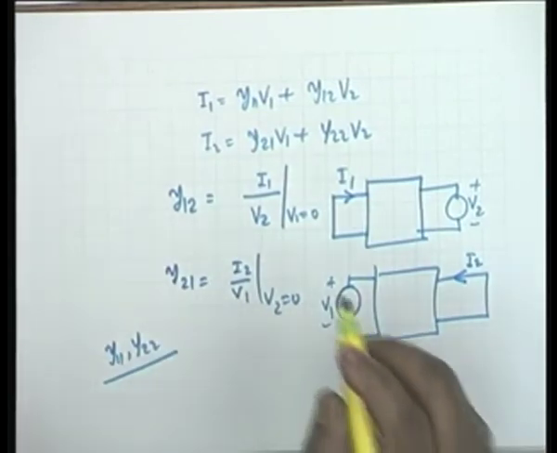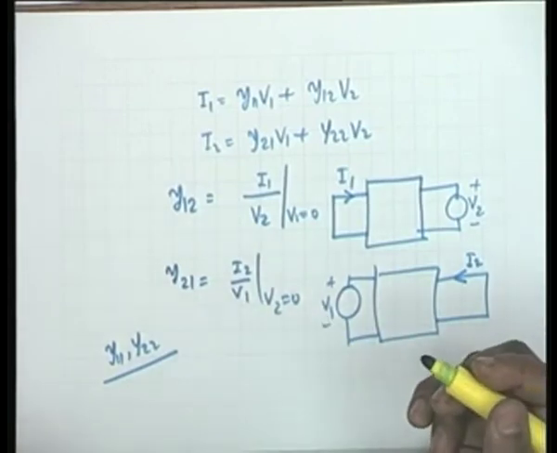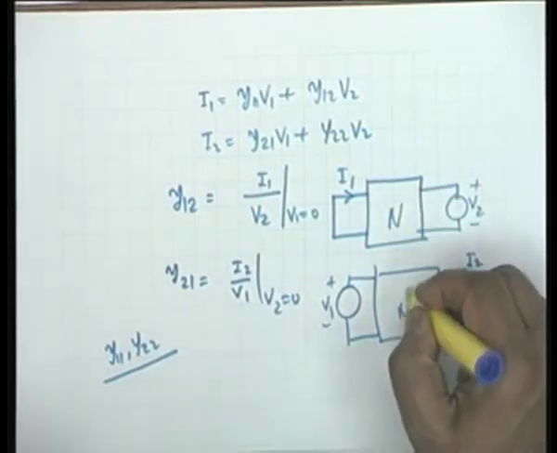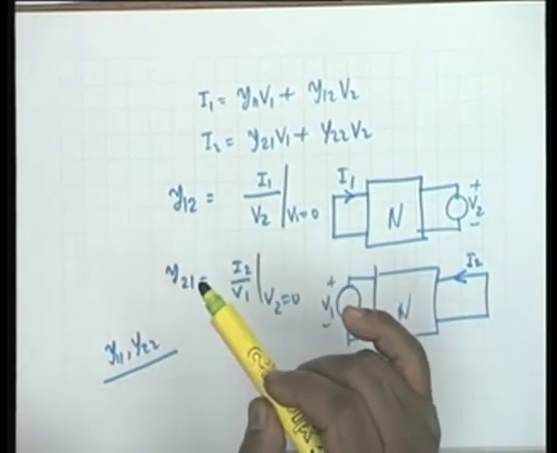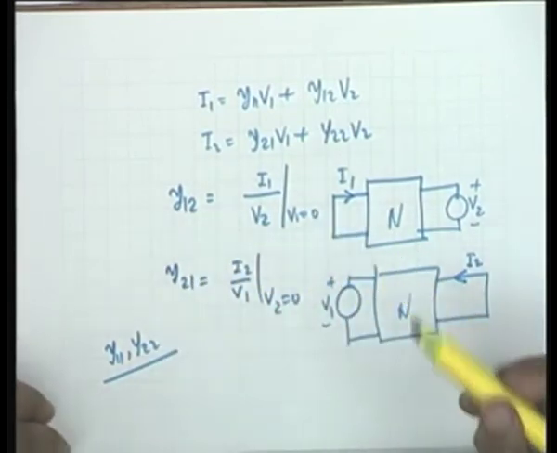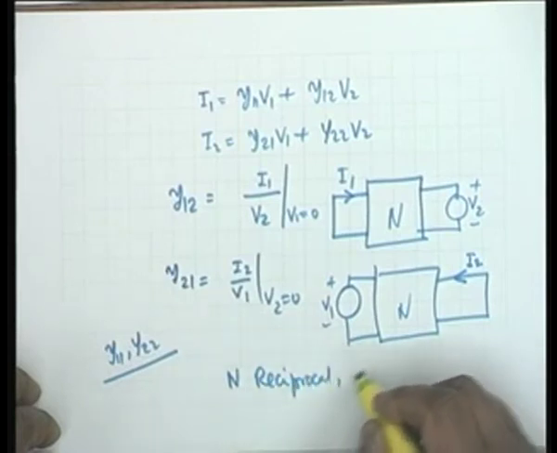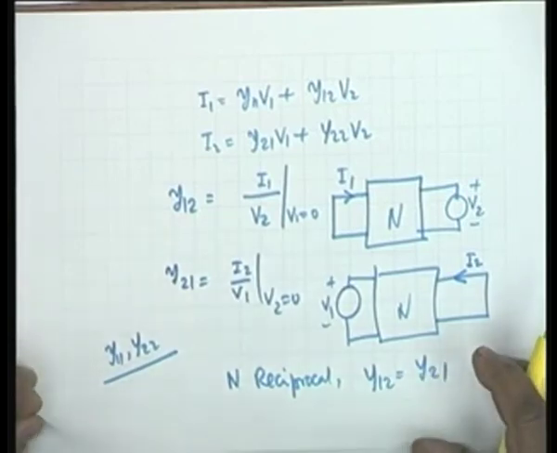In the same manner that we discussed in the case of the z parameters, if the network N is reciprocal, then y12 and y21 shall be the same. If N is reciprocal, then y12 shall be equal to y21.